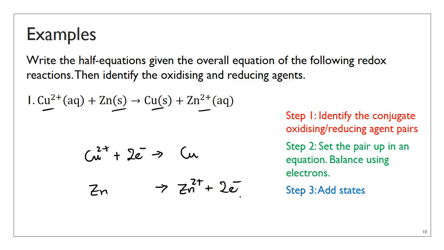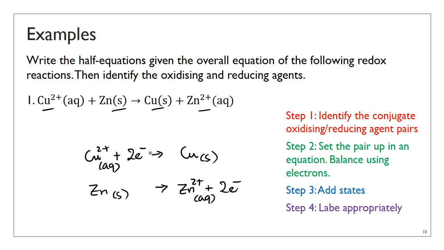Step 3 is to add states. Now, states are very important when you write equations. Unless the question specifically says that you don't have to include them, you need to make sure that you do so. And this is very simple because the states are already given in the full equation or the overall equation. So you just need to copy them. And once you have written your half equations, you also want to answer the questions. In this case, you need to identify the oxidizing and reducing agents. You also need to work out which one of these is reduction and which one is oxidation.